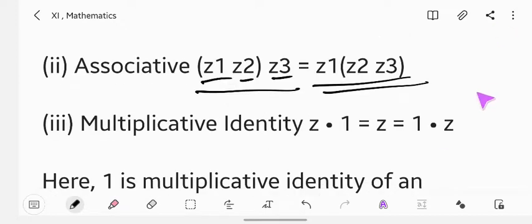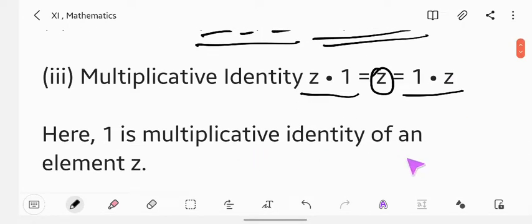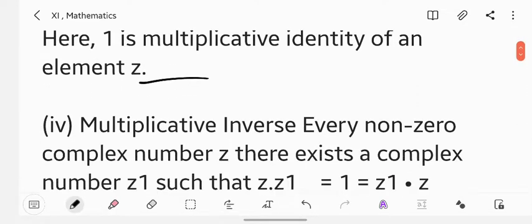And the third property is multiplicative identity. The multiplicative identity is 1. So Z, the complex number, multiplied with 1 will always give you the same complex number Z. Okay, and this is commutative in nature, 1 into Z. Here 1 is the multiplicative identity of an element, or the complex number Z.